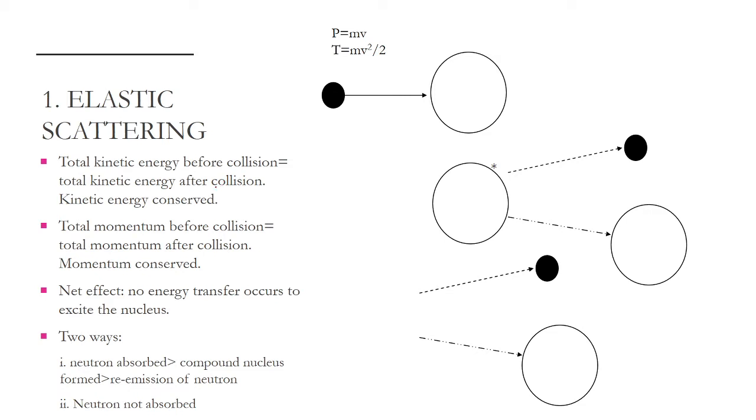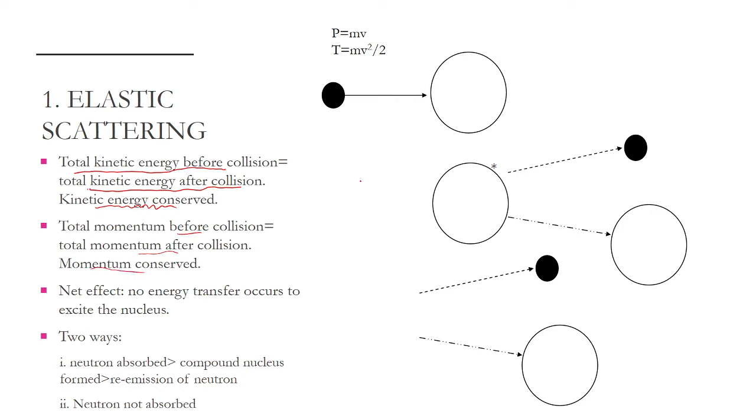It is called elastic scattering because the total kinetic energy before the collision is the same as the total kinetic energy after the collision. So the kinetic energy before and after the collision is conserved. Similarly, the momentum before the collision is equal to the momentum after the collision. So momentum is conserved as well.